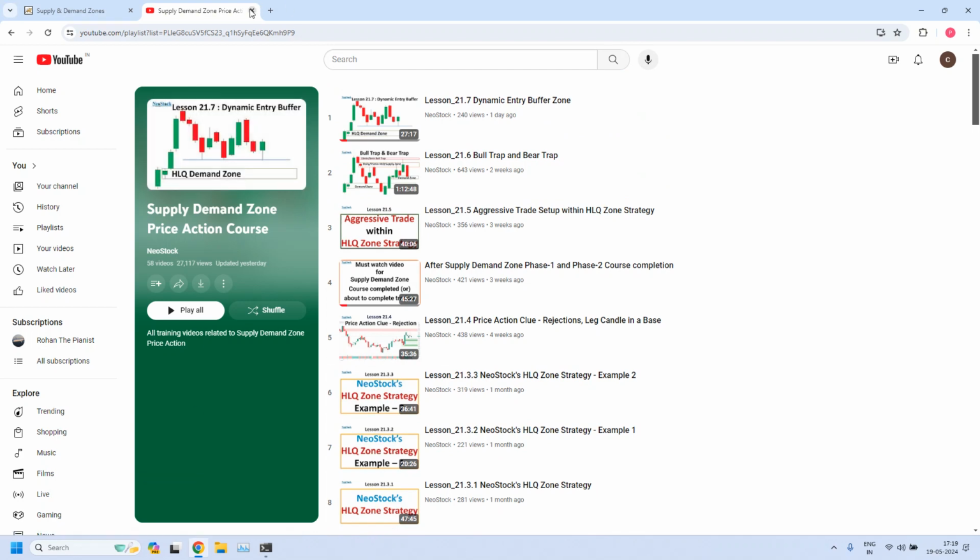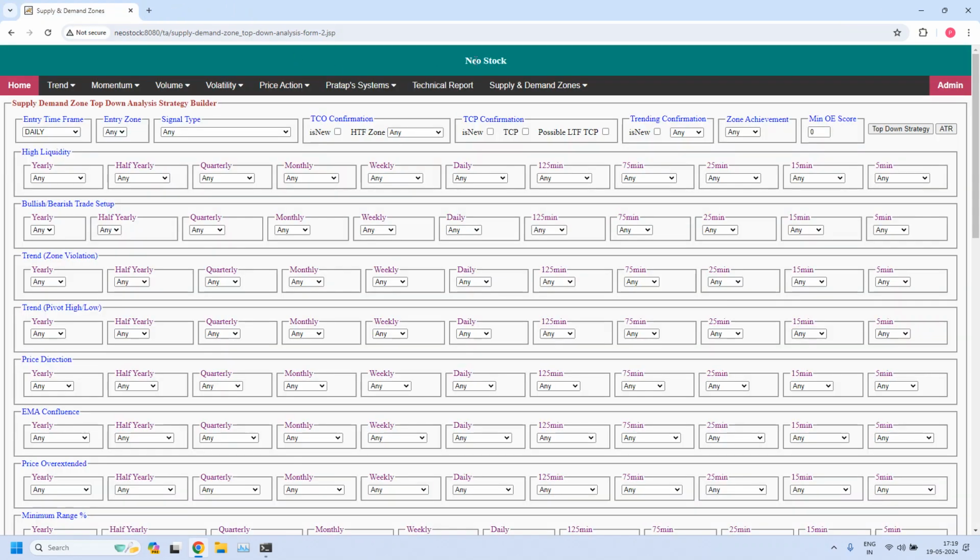Now let's get into the report generation with the help of NeoStock software. The first report we are going to generate is the bullish trade setup for daily income trade. For daily income trade, the entry time frame is 15 minutes. For a bullish trade setup, the entry zone should be a demand zone. And in the parameter bullish or bearish trade setup, in the 15 minutes time frame, that is the entry time frame, I am selecting the value bullish. That means I am instructing the software to generate a bullish trade setup for the 15 minutes time frame demand zone.